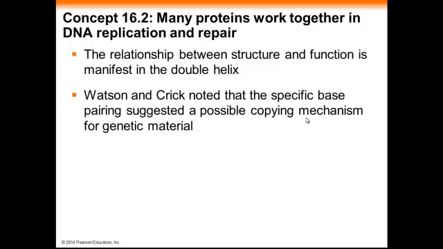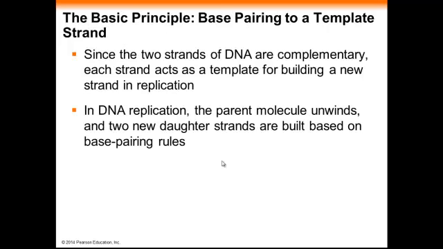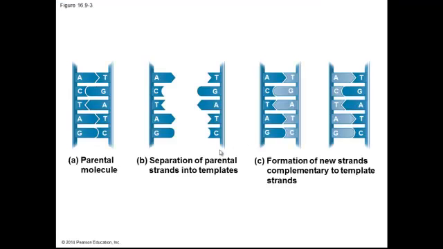Okay, now the structure of the DNA indicates that it could possibly replicate itself, because if you notice, the sequence of bases in one strand is complementary to the sequence of bases in the other. And since complementary base pairing is the rule, only the complementary base can be paired up with the one base from a separate strand. So DNA actually is a template for itself. So in DNA replication, what happens is the parent molecule unwinds and the two new daughter strands are built based on base pairing rules. Here's a simplified version of that.